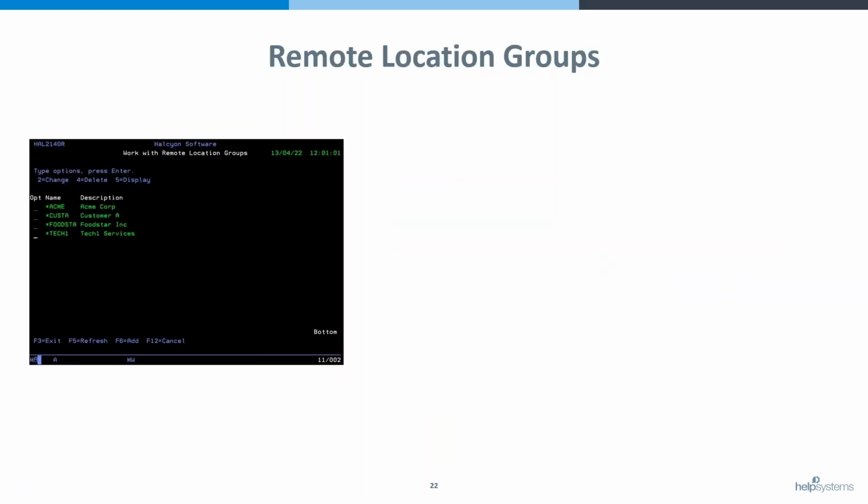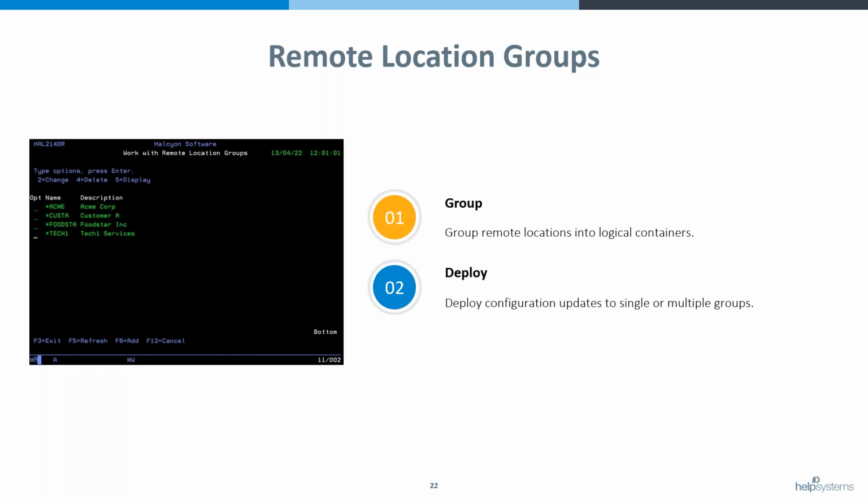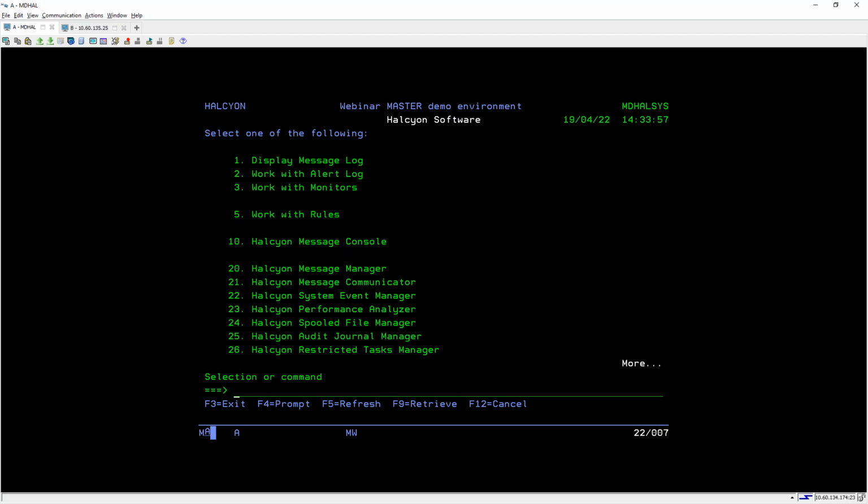Another often unknown feature of Halcyon is the ability to have remote location groups. What are these, you might ask? When you define remote locations in Halcyon, these are other devices and other environments within our whole Halcyon infrastructure. Remote location groups allow us to group those remote locations into logical containers, a bit like the device grouping on the Halcyon Enterprise Console server in Device Manager. This then allows you to deploy configuration updates to single or multiple groups. So let's take a look at that.